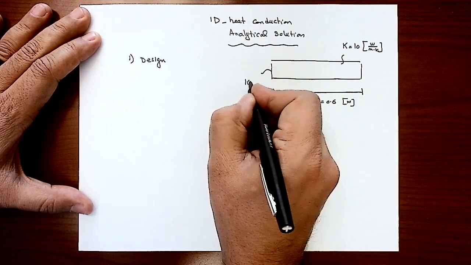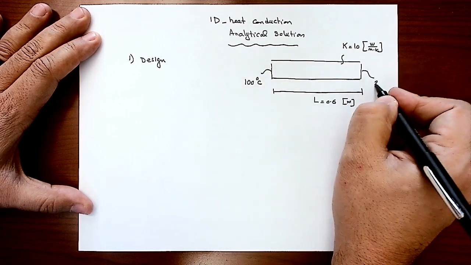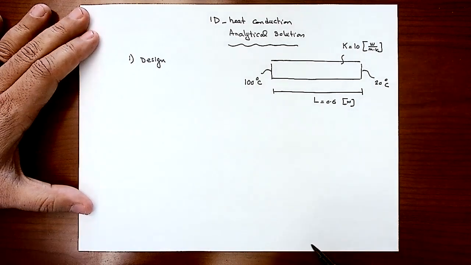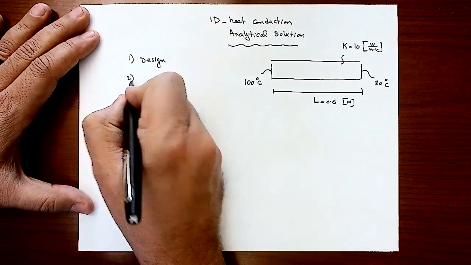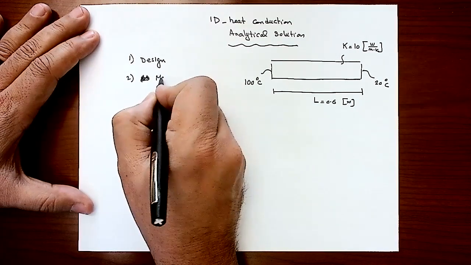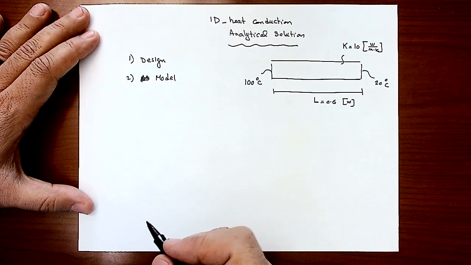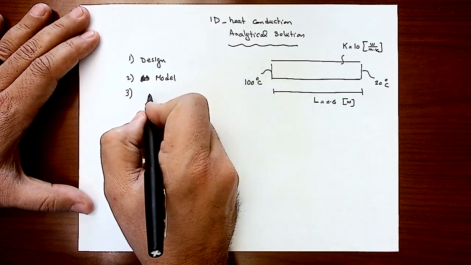One face is exposed to a temperature of 100 degrees C. The other end is at a temperature of 20 degrees C. And these are Dirichlet boundary conditions. And we did the design. We made the assumptions. Actually, we got the models first, right? We got our model, which was the heat diffusion equation. And we simplified the model to end up having the Laplace equation.